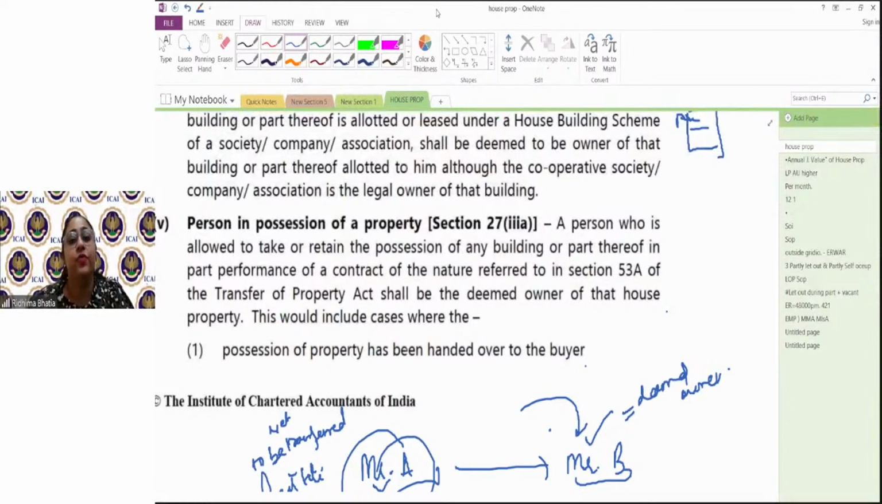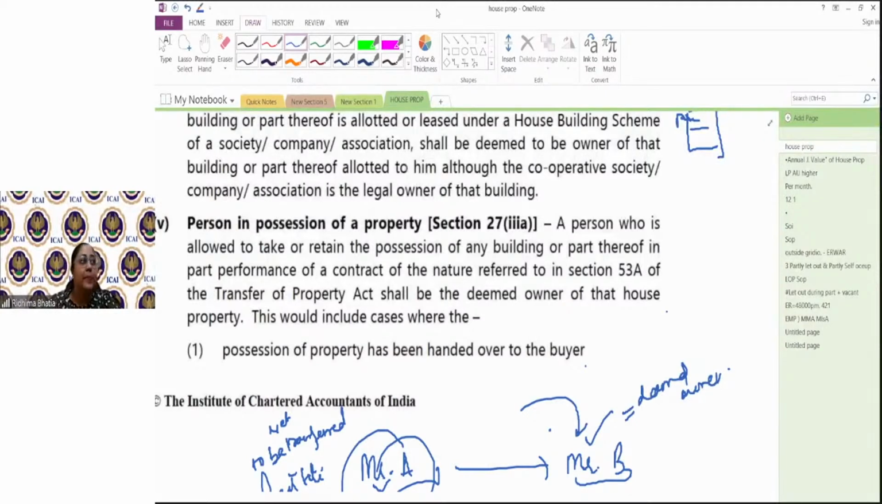So that's it from my side for your income from house property. Does anyone have any doubt in relation to income from house property? I'll be very happy to answer. And I hope you enjoyed the understanding of income from house property.